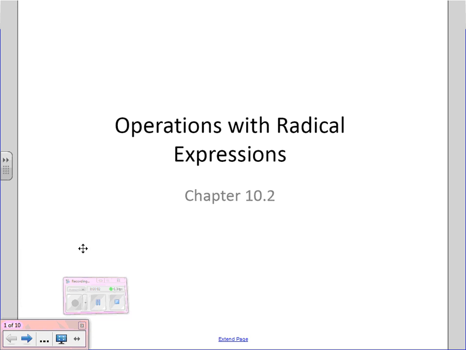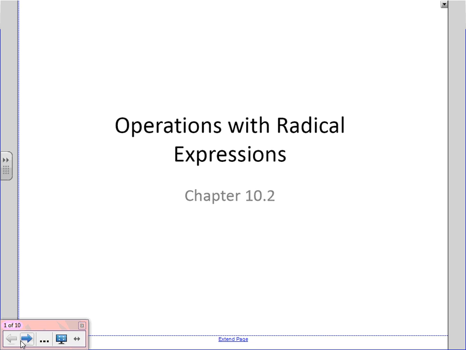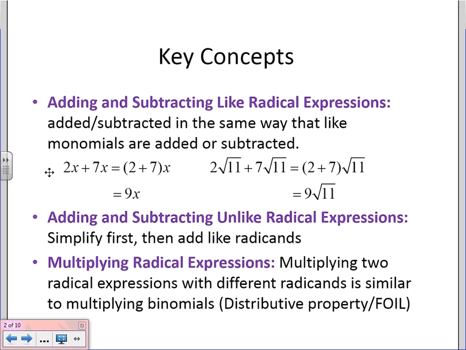All right, guys, we are going to start chapter 10.2, which is operations with radical expressions. Here's a couple key concepts for this chapter. Please go ahead and get these recorded and replay me when you're ready for the explanation.